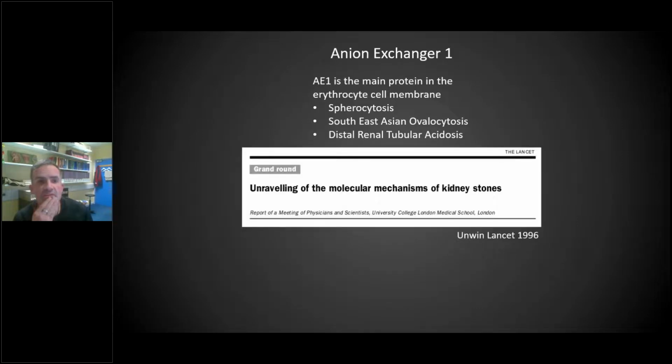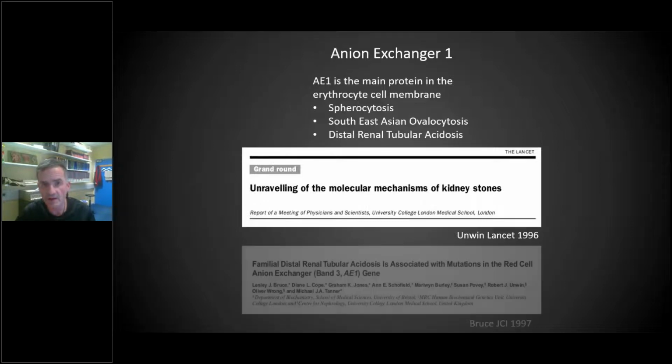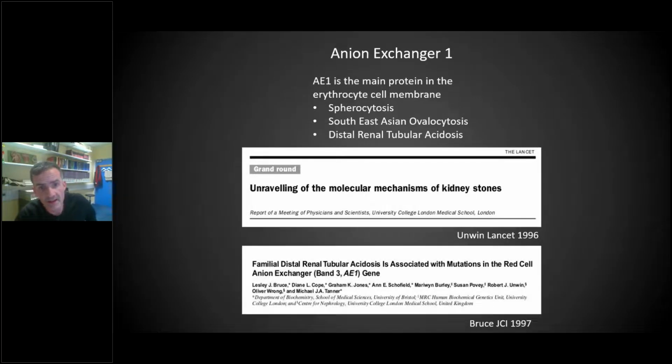This was first posited as a possible cause for hereditary dRTA by Robert Unwin and Oliver Wrong, along with Mike Tanner, first published in the Lancet in 1996, in a type of article they did at the time called Grand Round. This was later proven by Leslie Bruce, along with Robert and Oliver and Mike Tanner, in JCI in 1997. They showed that mutations in anion exchanger 1 cause familial distal renal tubular acidosis. This was shown in European families, and the mode of inheritance in Europe was found to be autosomal dominant.